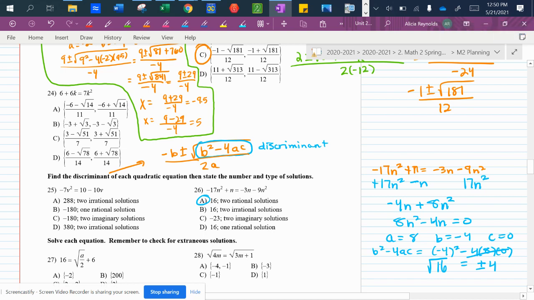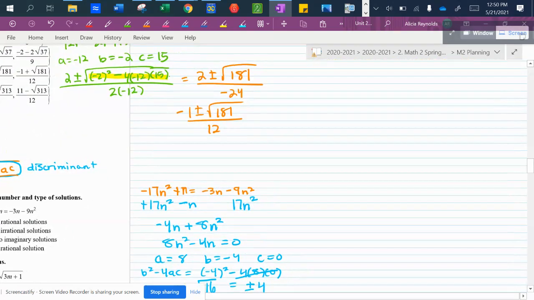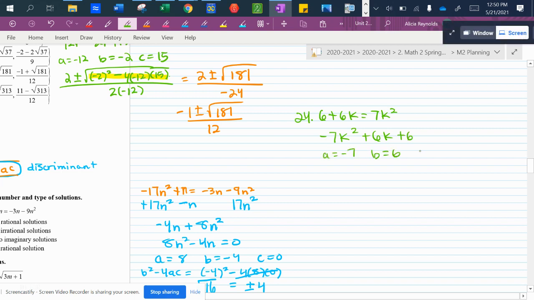For number 24, we follow the same process. So I'll do 24 over here. So 24 is 6 plus 6k equals 7k squared. So if I get all my terms on one side, if I subtract 7k squared, I get negative 7k squared plus 6k plus 6. A is negative 7, B is 6, C is 6.